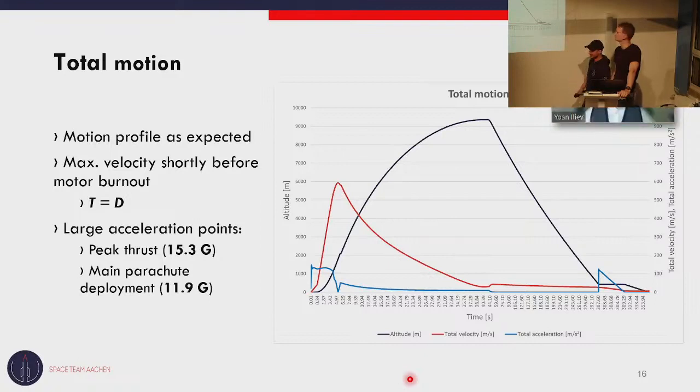I think this might be a question for recovery. Yeah, we still need to look at that because we have not finally decided on the final size of the parachute. This was just an approximation because the weight of the rocket changed so much over the last few weeks that we have to consider this again, but we will do that.